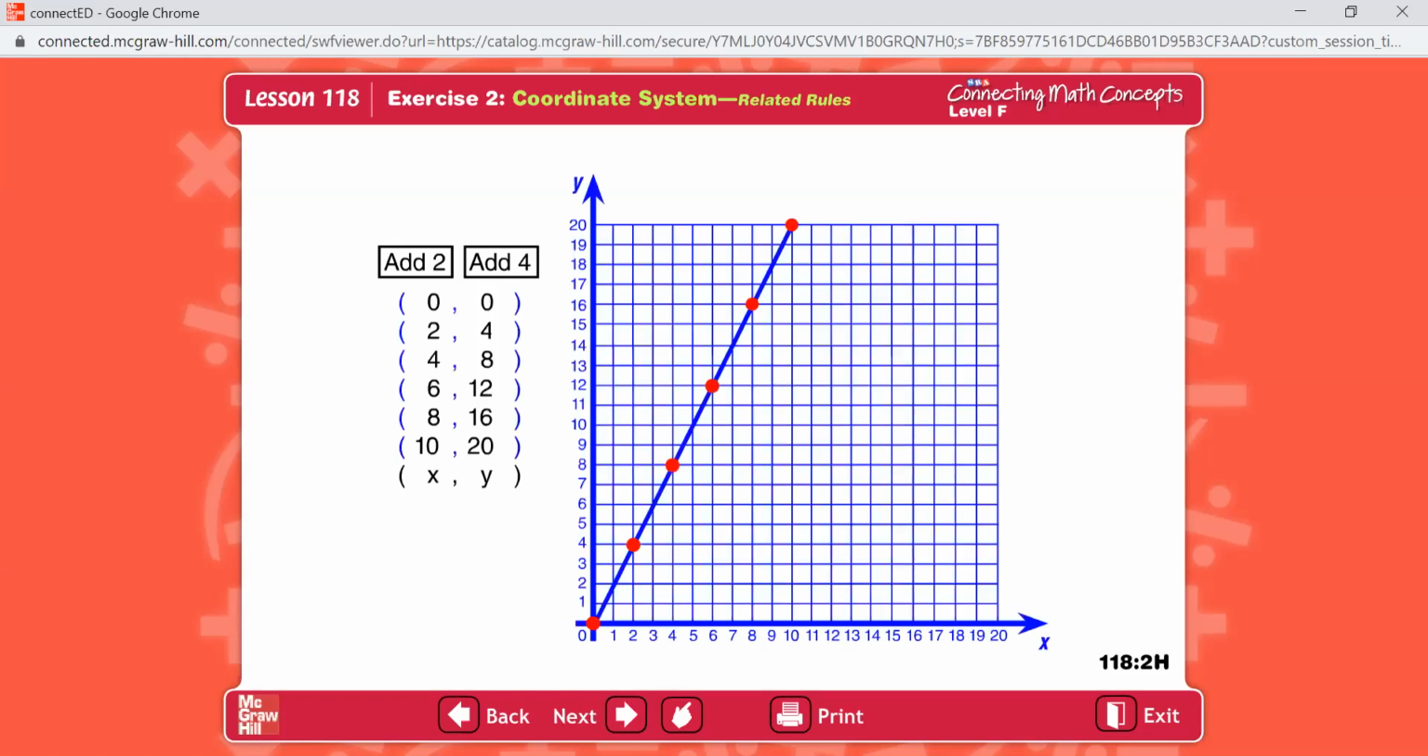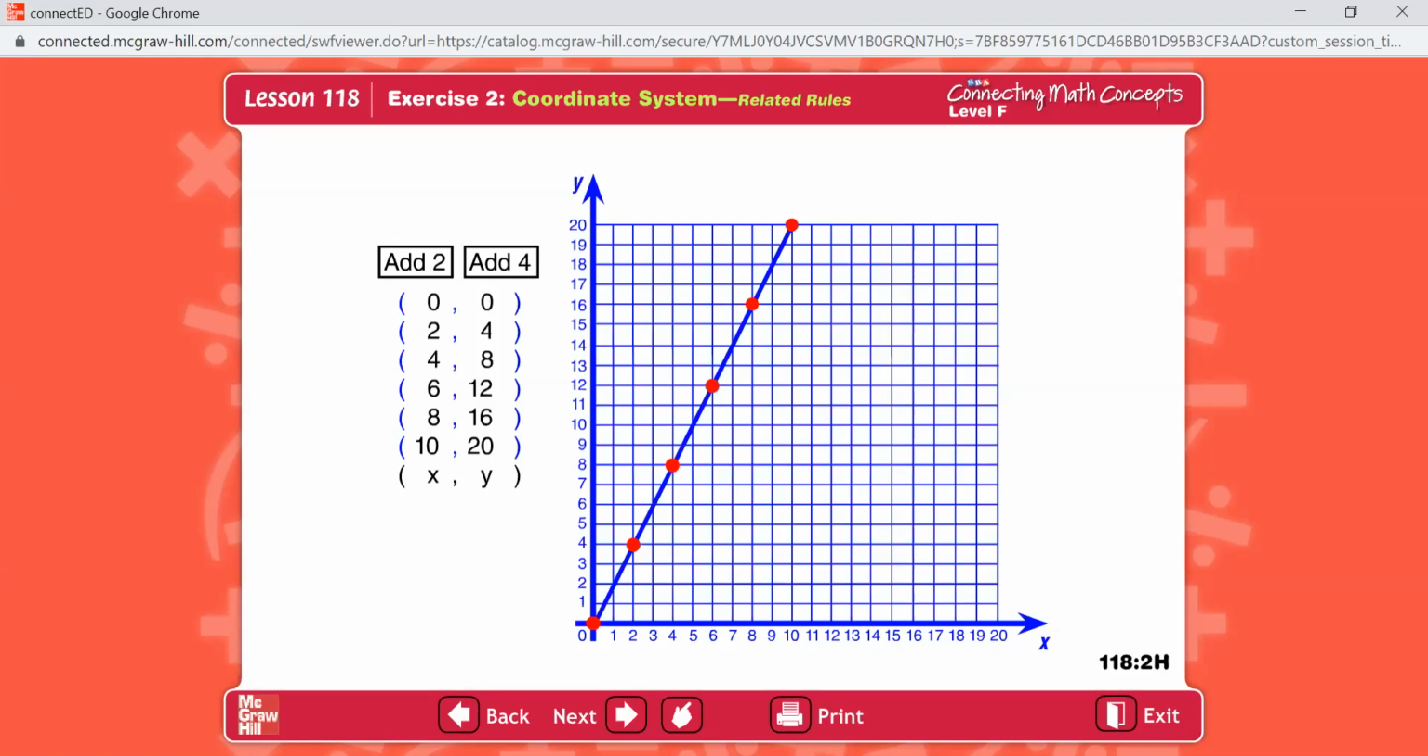Here's what you should have. Now let's answer the questions. What's the y value of the point that has the x value of 10? 20. B, what's the x value of the point that has a y value of 12? 6. C, for the points on the line, which is more, the x value or the y value? The y value. D, how many times more? 2 times more. Yes, y is always 2 times x for this line.